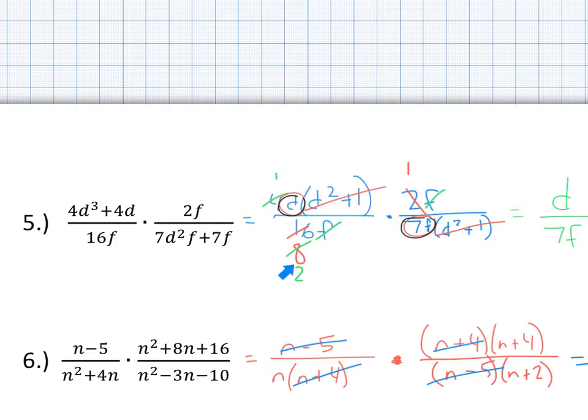So I kind of just worked my way through. You can see how I was using different colors to do that. F cancels the F, and notice what's left. I've got a D up here and a 7F over here, so there's my answer down there.